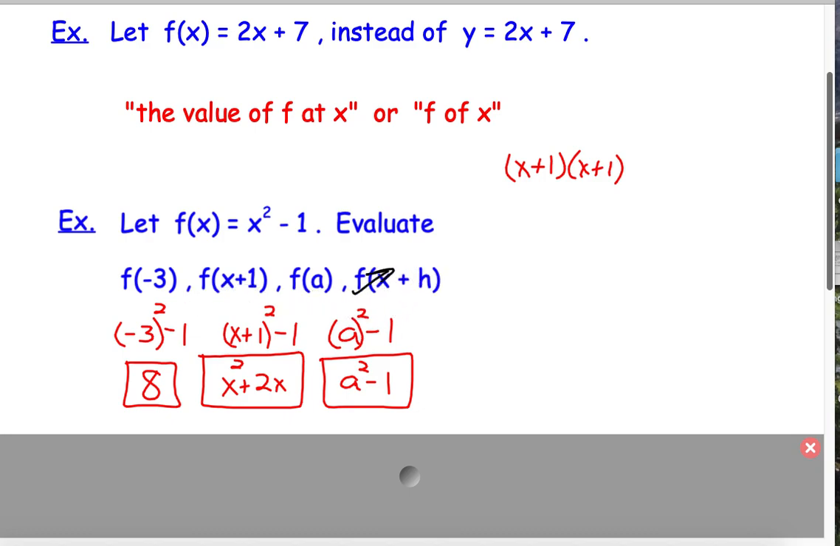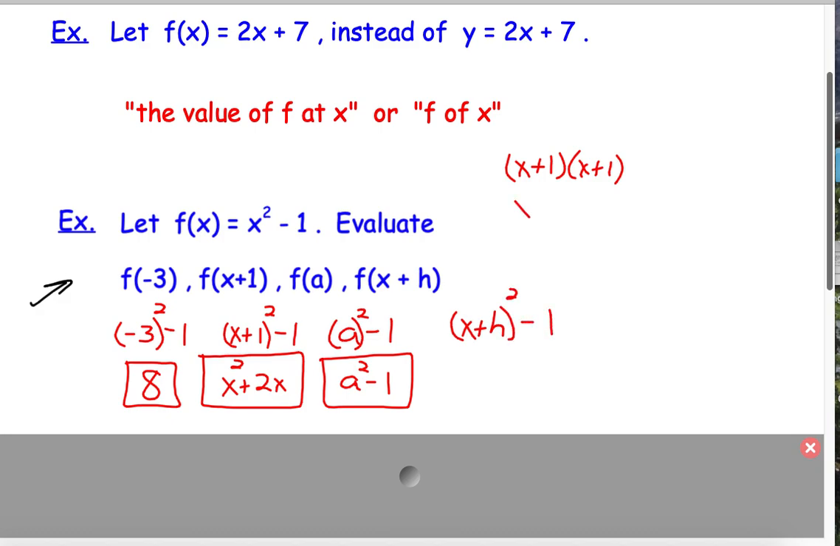Lastly, this is the one that sometimes throws students. My function is defined as the input x is squared and we subtract 1. Here, my input is x plus h. So I'm going to square that and subtract 1. So I'm going to take x plus h, square it, and then subtract 1.